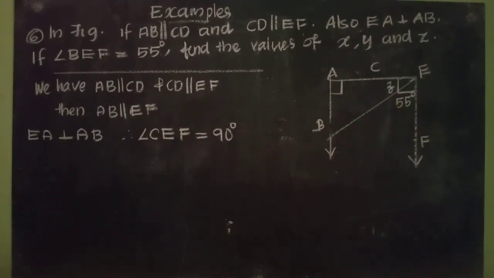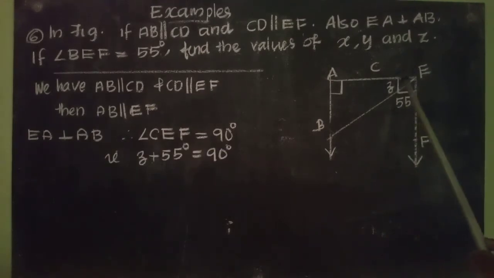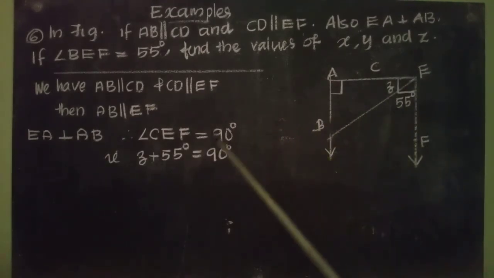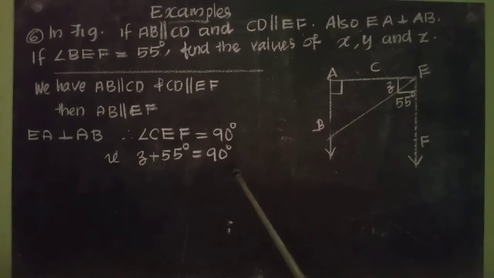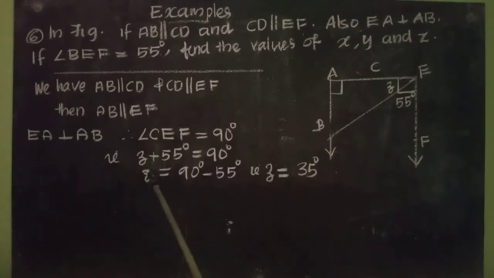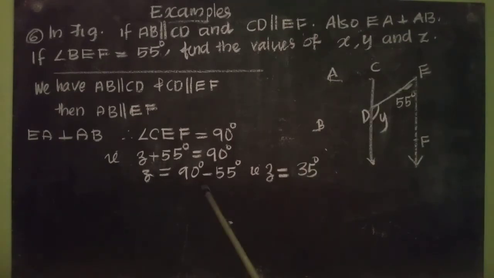So let us write it. Z plus 55 degrees equals 90 degrees. Z equals 90 degrees minus 55 degrees. That is, Z equals 35 degrees. So now we got the value of Z. It is 35 degrees. Now we consider the figure again.